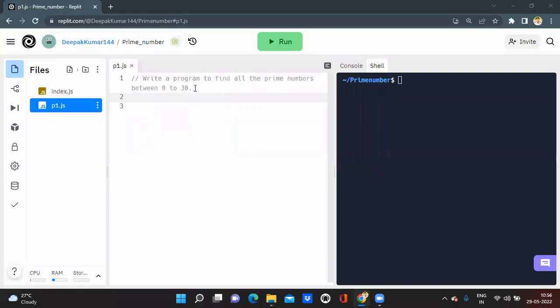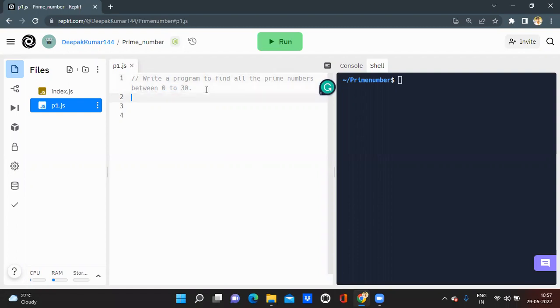In this question, we have to write a program to find all the prime numbers between 0 to 30. So before we start this question, we all have a basic idea about what a prime number is. Prime numbers are those numbers which have only two factors, not more than two and not less than two.